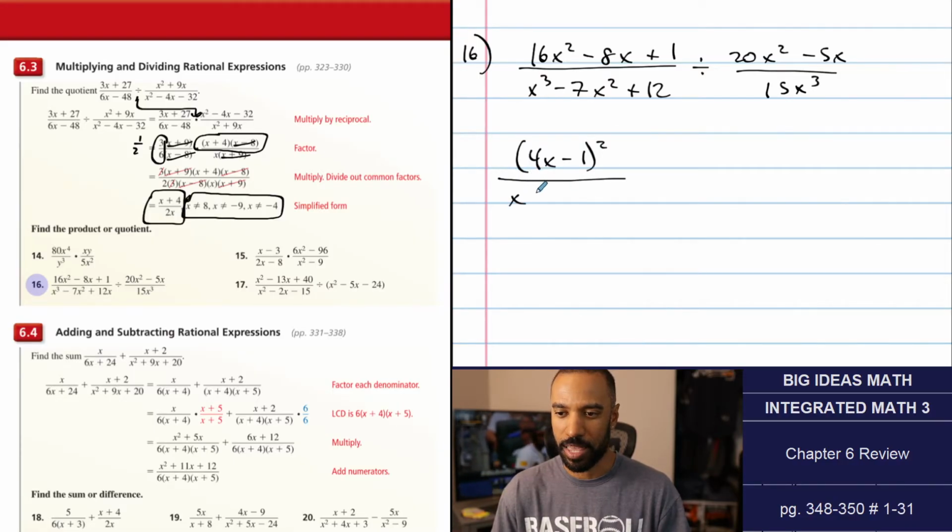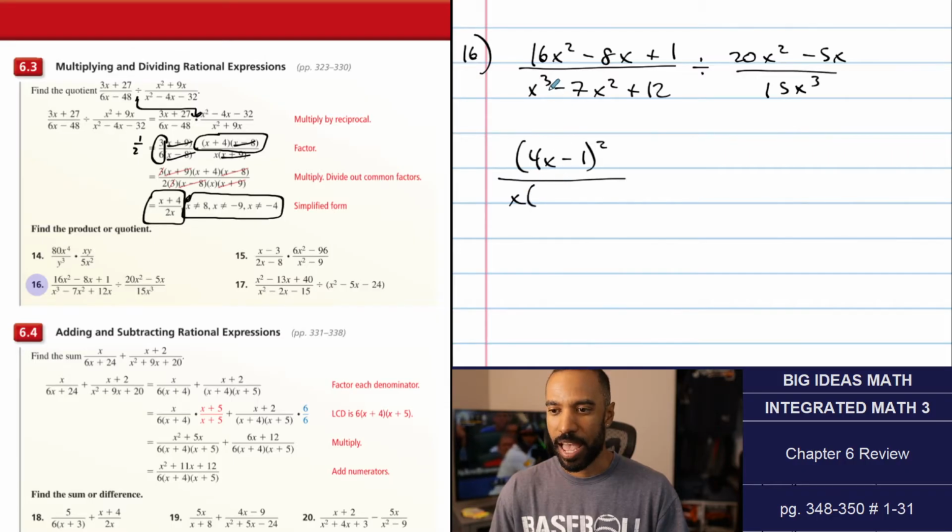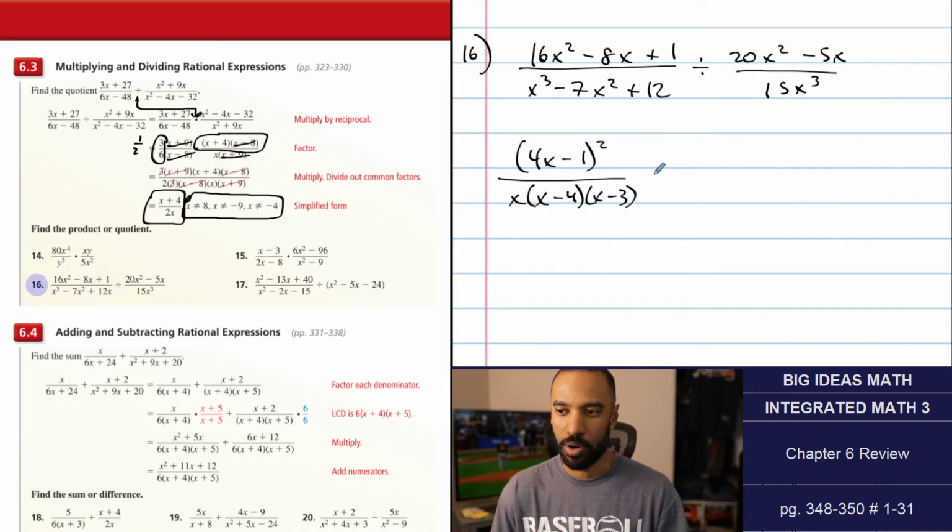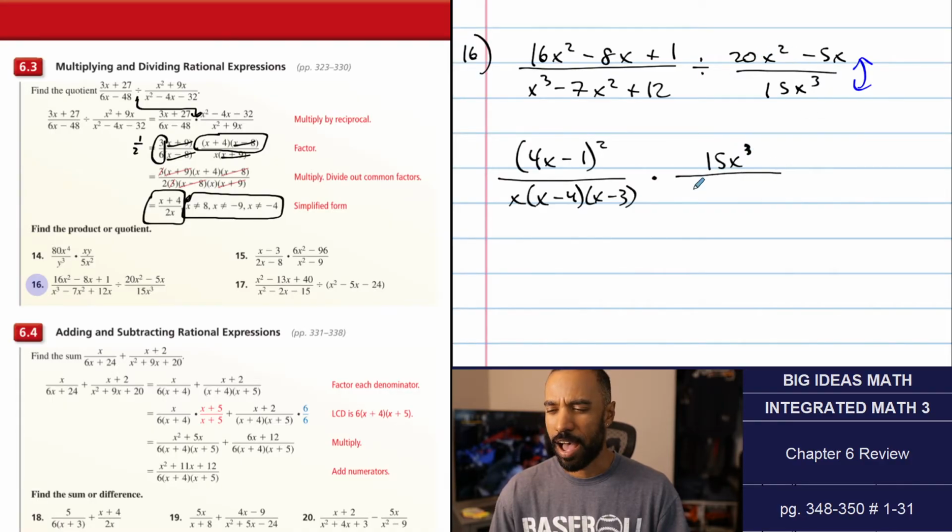Hopefully you can recognize why that is, you IM3 folk. If I factor out an x, I get x squared minus 7x plus 12, which factors to x minus 4 times x minus 3. So I'm trying to do everything as quickly as I can here. There's a flip here when we multiply by the reciprocal. 15x cubed I can't do much to, so I'm going to leave it like that. On top here, I can factor out a 5x.